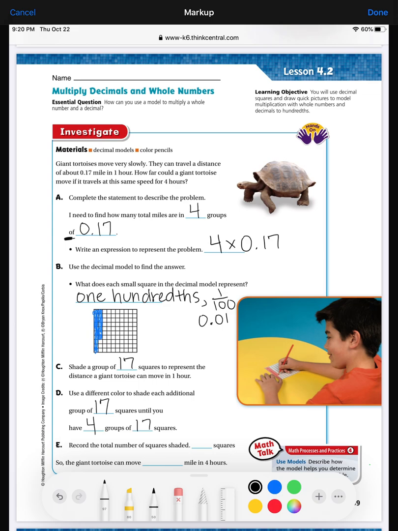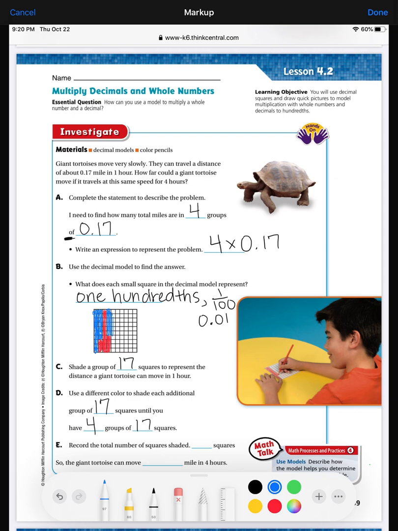4 groups of 17. So let's take a look at this. I'm going to use red, and I'm going to shade in 17 more squares. So I know that one of these long pieces is 10, plus those 3 more is 13, so I need 4 on this side, 14. So that's a group of 17. And then we're going to do it again, but I'm going to use blue, so I'm going to alternate colors here.